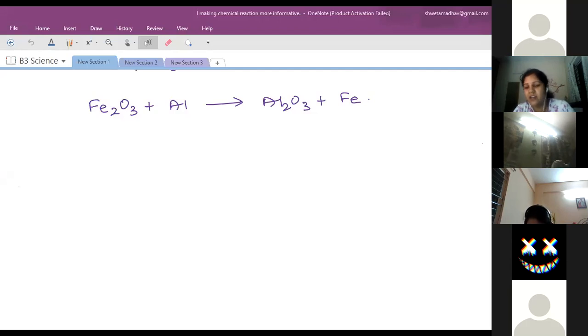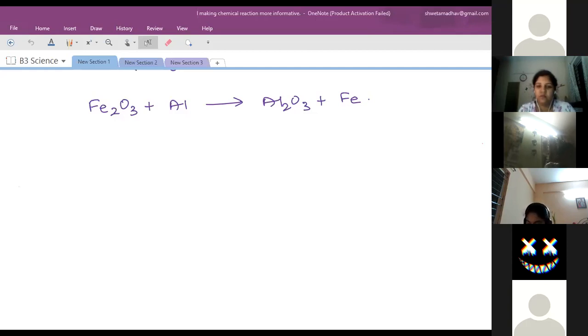They have asked why the color changes, not what. Clear, Deepika? So you have to write the reason. Yes, ma'am. Because iron, being more reactive than copper, displaces copper from copper sulfate solution and forms iron sulfate. So blue colored copper sulfate changes to green colored iron sulfate. Clear? Yes, ma'am.